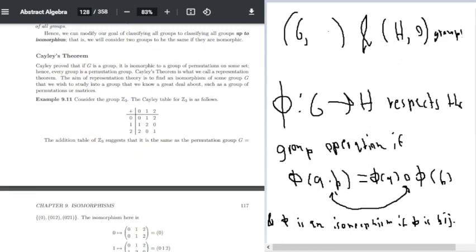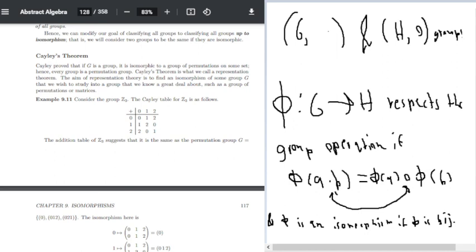Cayley's theorem. Cayley proved that if G is a group, it is isomorphic to a group of permutations on some set. Hence, every group is a permutation group. Cayley's theorem is what we call a representation theorem. The aim of representation theory is to find an isomorphism of some group G that we wish to study into a group that we know a great deal about, such as a group of permutations or matrices.